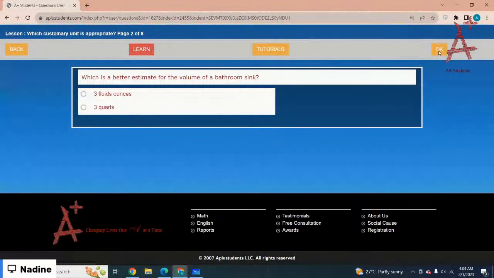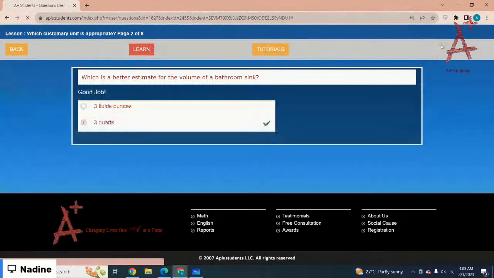Which is the better estimate for the volume of a bathroom sink? 3 fluid ounces or 3 quarts? Which is the correct option? For a bathroom sink, it would be 3 quarts, because 3 fluid ounces is much too small a unit for a bathroom sink. Yes, it is 3 quarts.